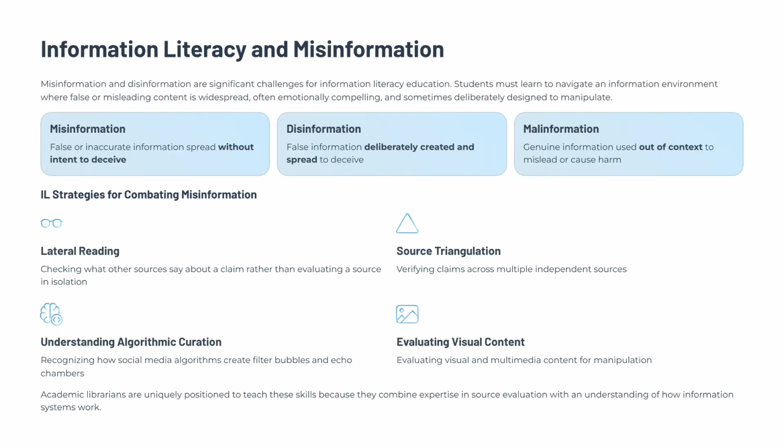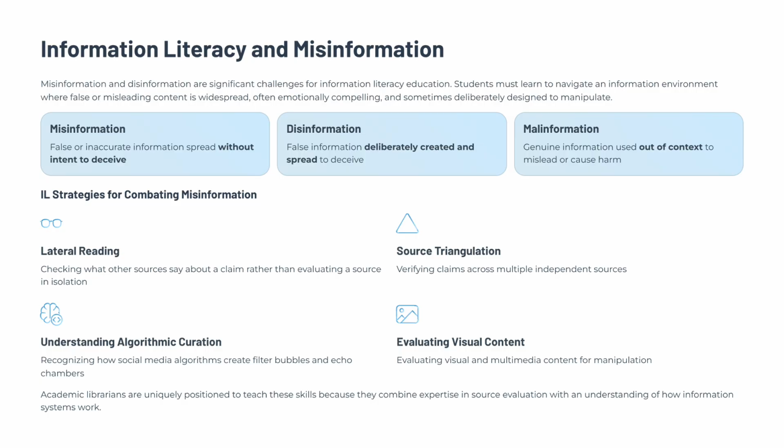Closely related to the AI challenge is the broader challenge of misinformation, disinformation, and malinformation. Let me define these because the distinctions matter. Misinformation is false or inaccurate information spread without intent to deceive. Someone shares a health claim on Facebook that they genuinely believe is true but isn't. That's misinformation. Disinformation is false information deliberately created and spread to deceive.